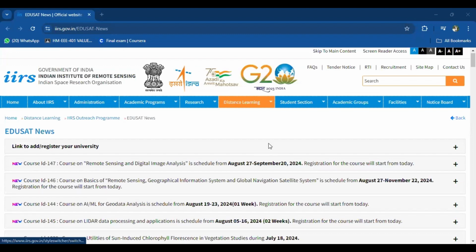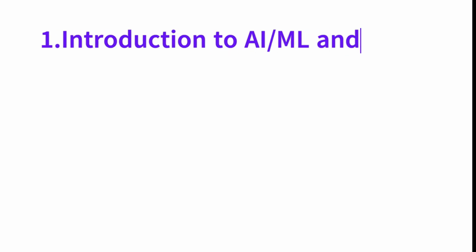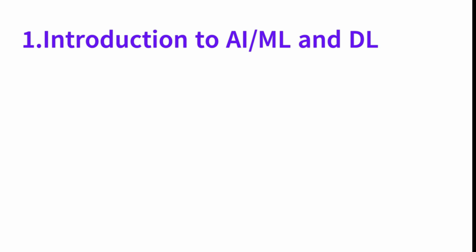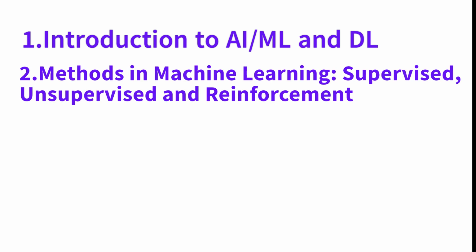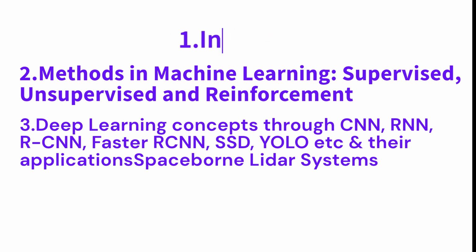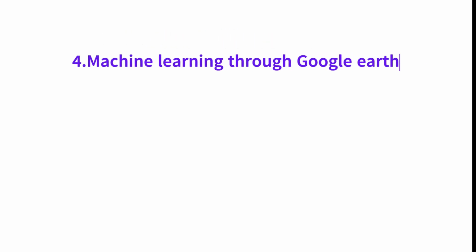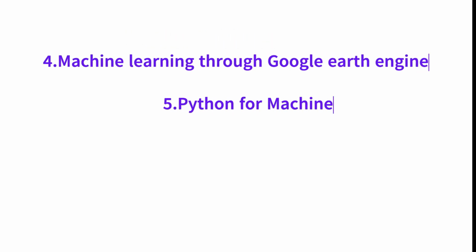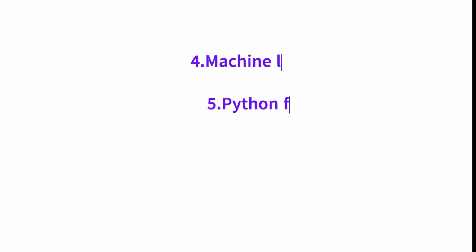You will be redirected to this page. Before going to the registration process, I will discuss the topics they are providing in this course. Topic number 1 is Introduction to AI, ML and DL. Topic number 2 is methods in machine learning: supervised, unsupervised, and reinforcement learning. Topic number 3 is deep learning, etc., and their application space-bound leader systems. Topic number 4 is machine learning through Google Earth Engine. And topic number 5 is Python for machine and deep learning.